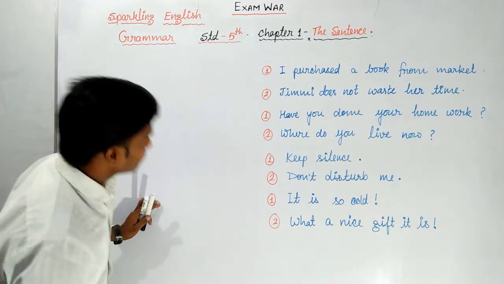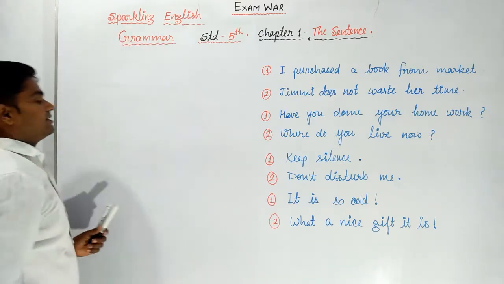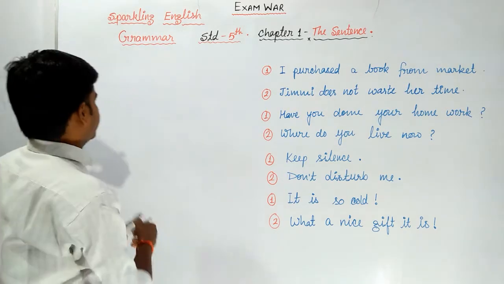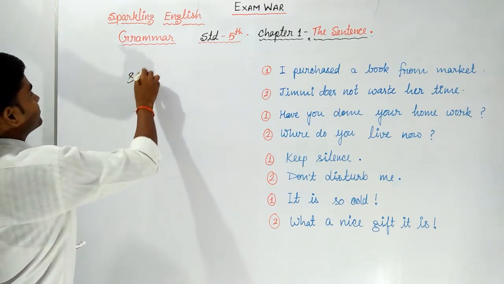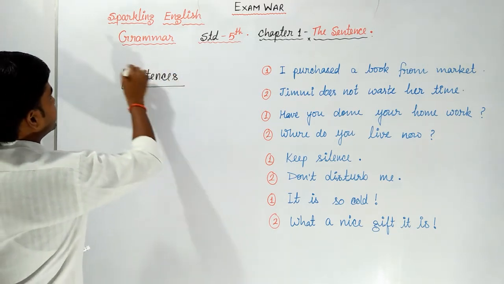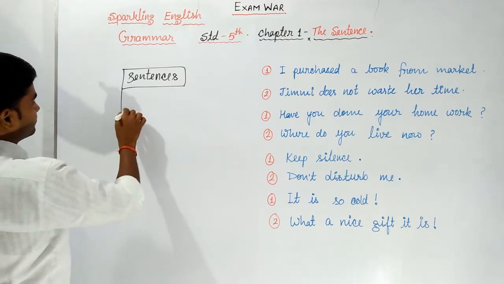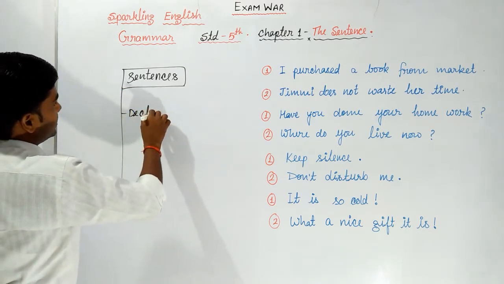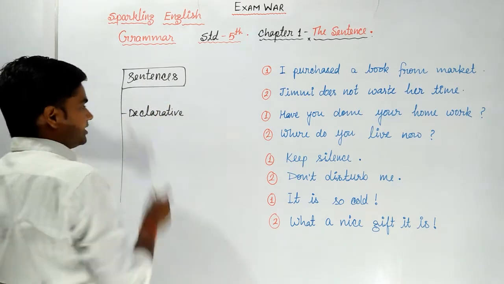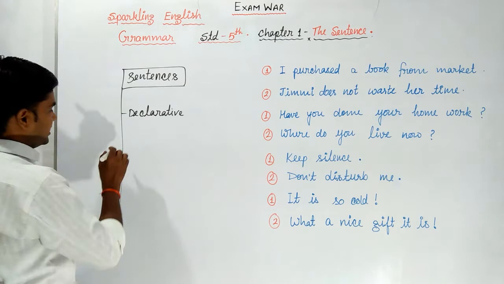When we classify the sentences in several groups, then we can classify sentences into four types. What are those four types? First one, declarative sentences. Declarative sentences are also called assertive sentences.